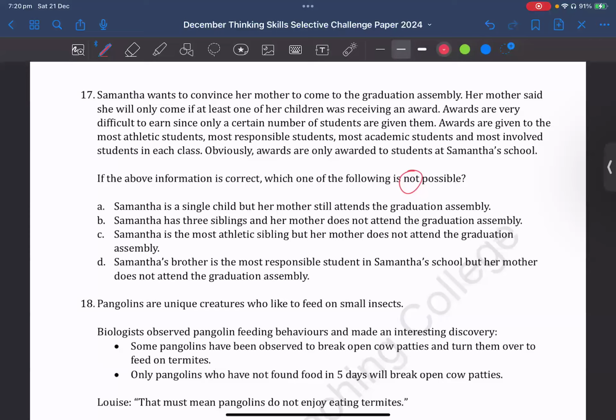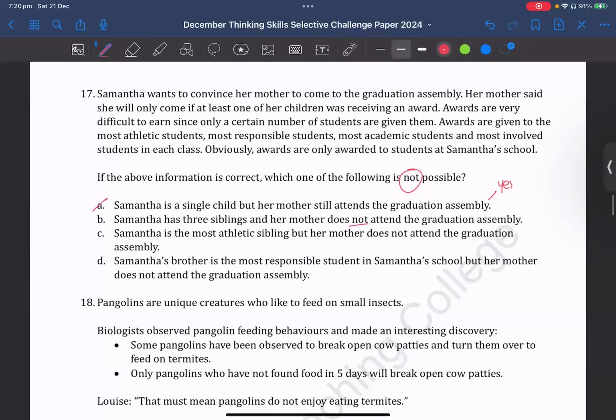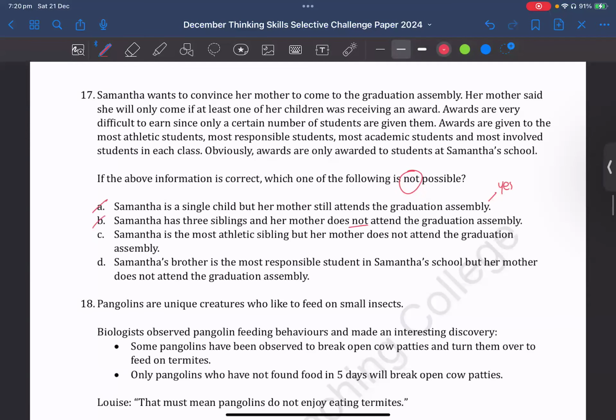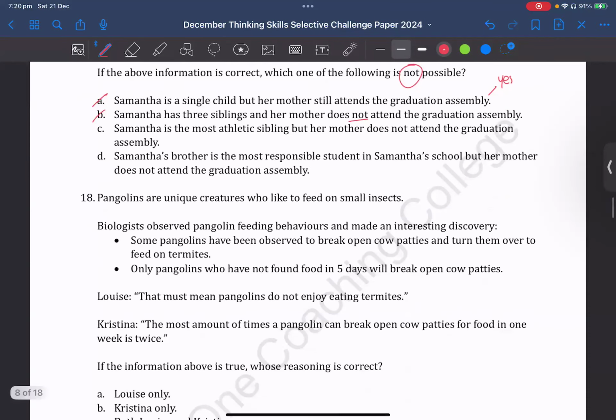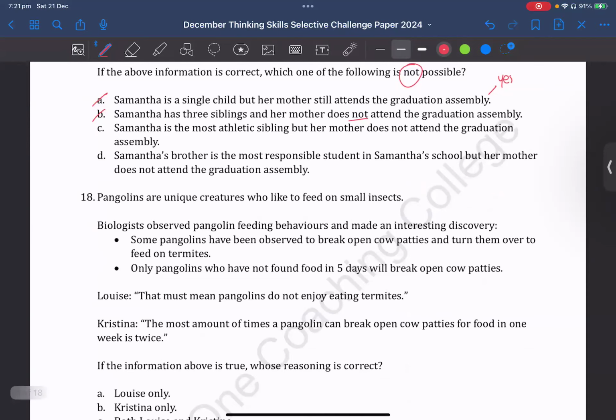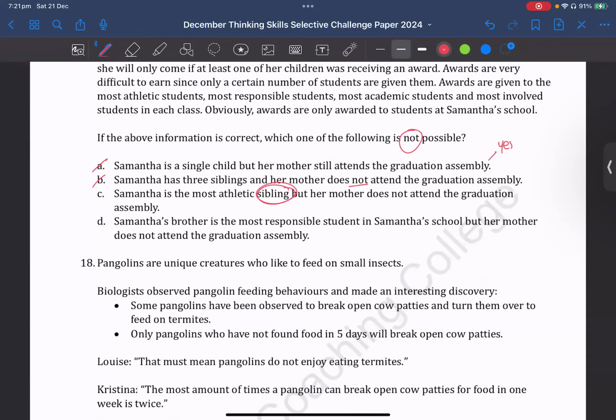Samantha is a single child, but her mother still attends the graduation assembly. Yes, because if Samantha herself gets an award. And similarly, conversely, Samantha has 3 siblings and her mother does not attend it. Yeah, because if none of them got an award, her mother won't come. And Samantha is the most athletic sibling, but just because she's the most athletic sibling doesn't mean it's in the entire school. So just keep that in mind.